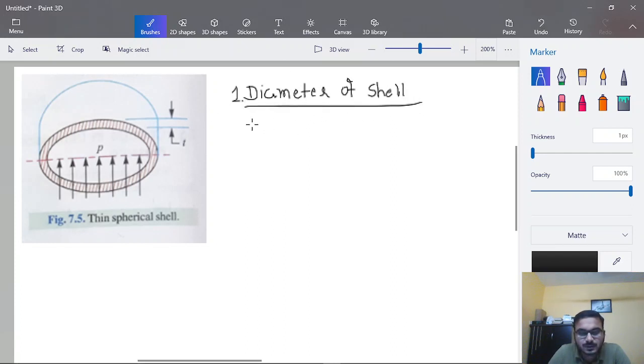As we know, the volume of any sphere is given by V equals 4 by 3 pi r cube, where r is the radius of the spherical shell. Now as we know that r is equal to d divided by 2, that is, radius is half of the diameter, so we will use that relation to make this in the form of diameter.